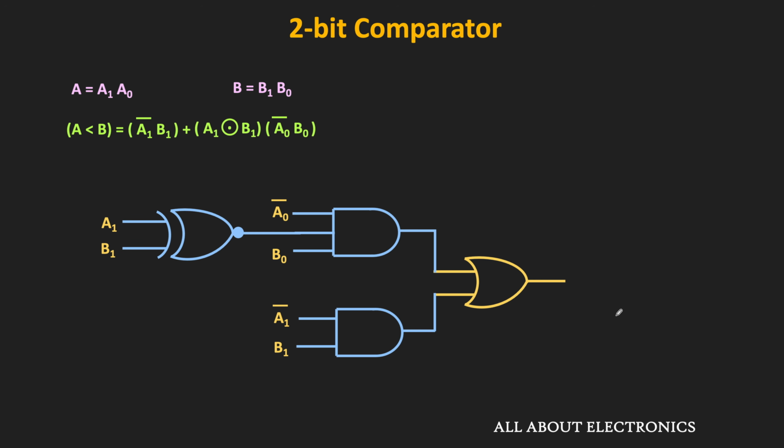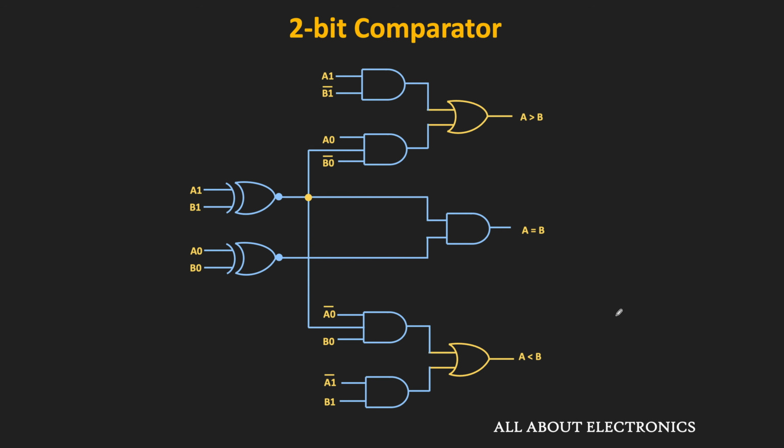For the 2-bit number, this is the equivalent logic circuit for A less than B. And if we combine all the three circuits together, then this is the overall circuit for the 2-bit comparator. So in this way, we can design the 2-bit comparator.